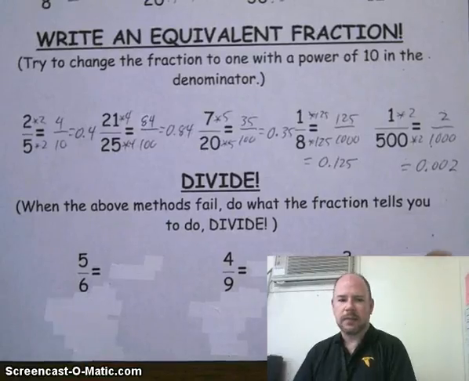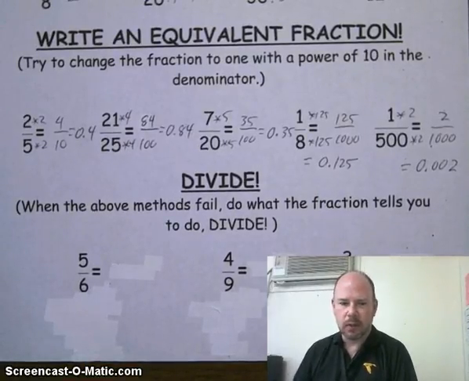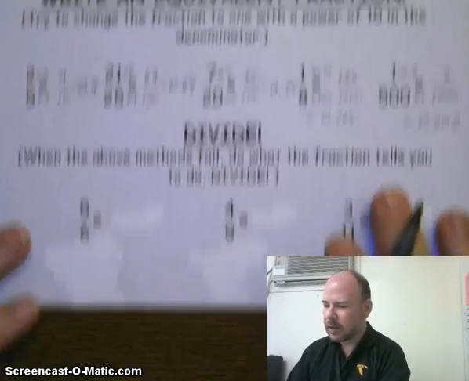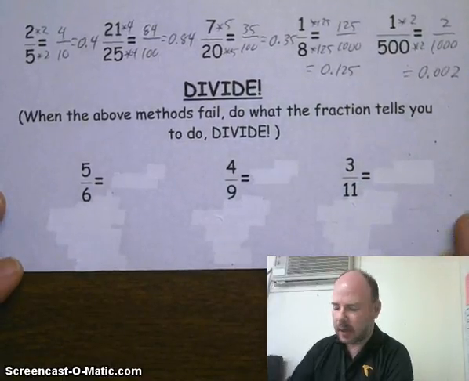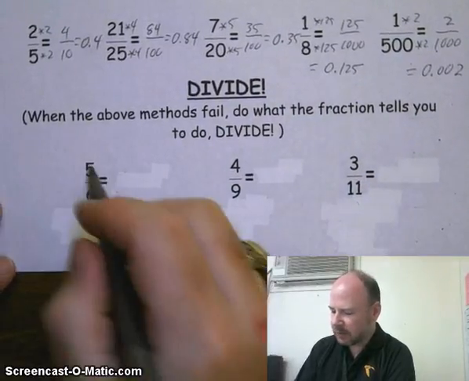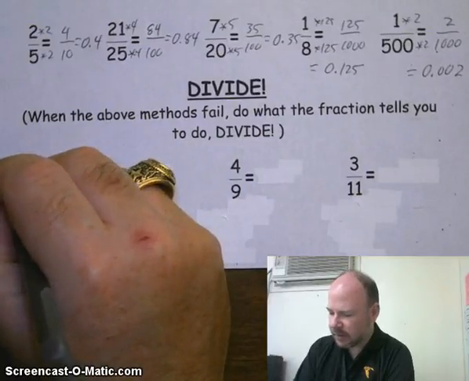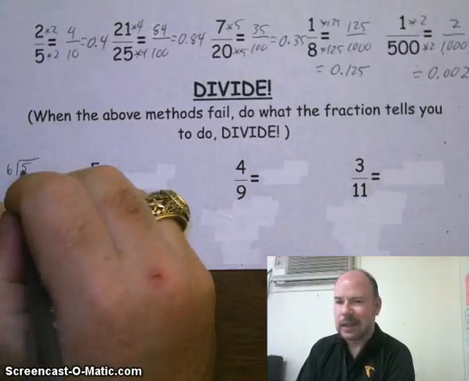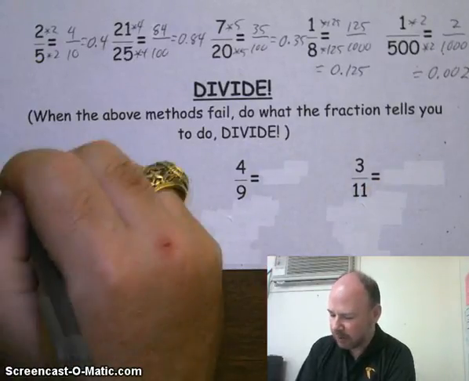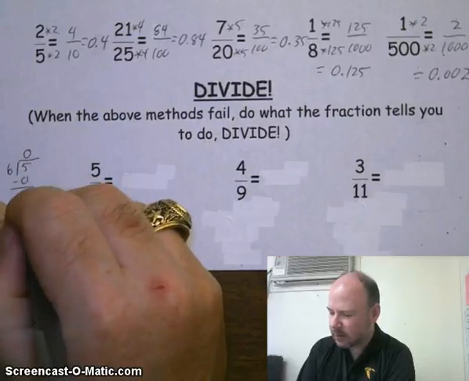Okay, the fourth way, if the other ways won't work, is to simply divide the fraction. Just like when you're changing to a mixed number, you divide the numerator by the denominator. So we have 5/6. I'm going to do that over here. It's 5 divided by 6, or 6 goes into 5. Well, 6 doesn't go into 5. We cannot make a group of 6 if we only have 5, so that's 0. 0 times 6 is 0. We subtract, we get a 5.